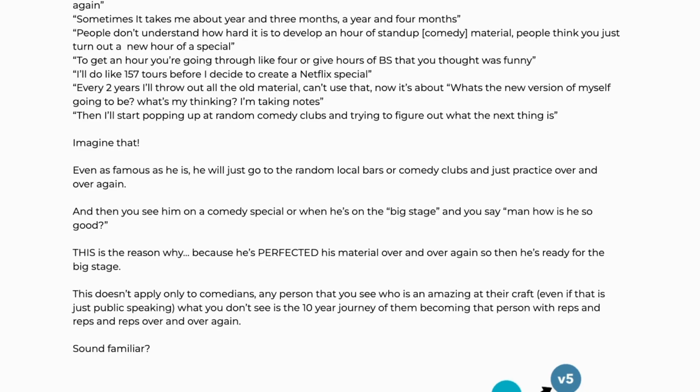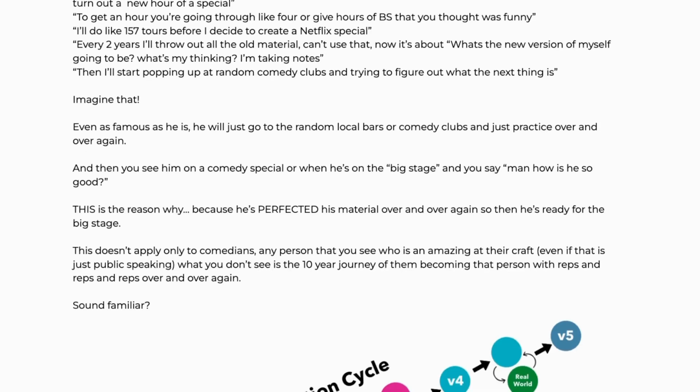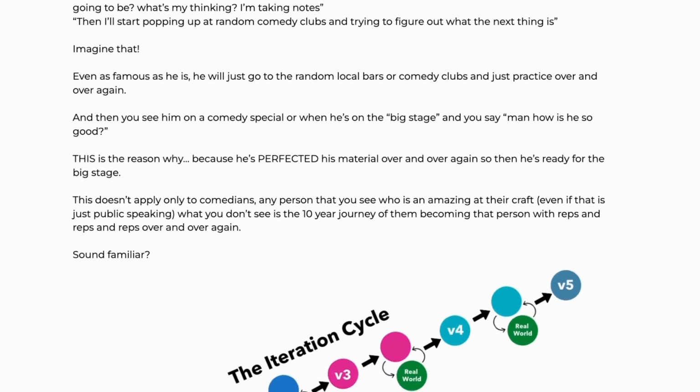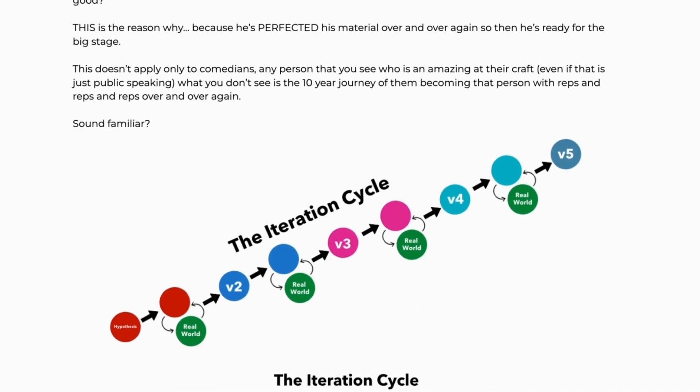A lot of people will wonder, oh man, that person on the big stage, how the heck did they get so good? Well, what you didn't see was all of the repetition they were doing to perfect their material before they got to the big stage.